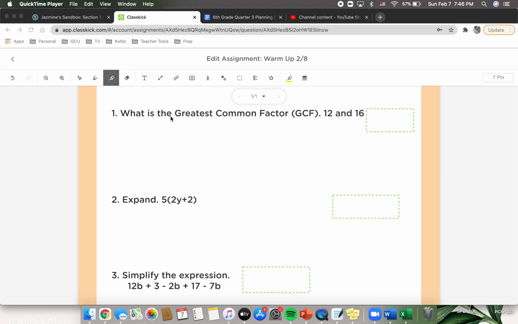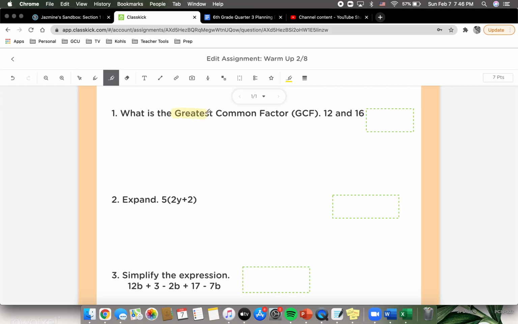Alright guys, we are going to go over a warm-up for 2-8. Looking at number 1, it says, what is the greatest common factor, the GCF, of 12 and 16? We're going to use the same method we did last week, so we're going to use the factor tree.